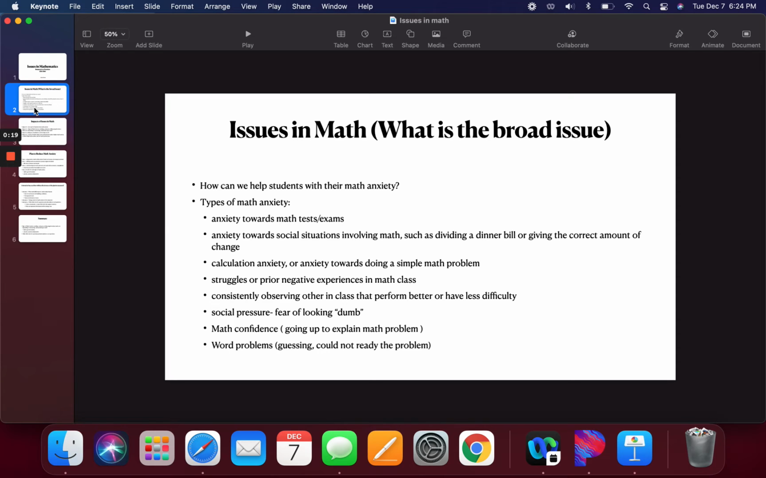Issues in math. So what is the broad issue? How can we help students with their math anxiety? That is the main focal point for this presentation. There are different types of math anxiety.